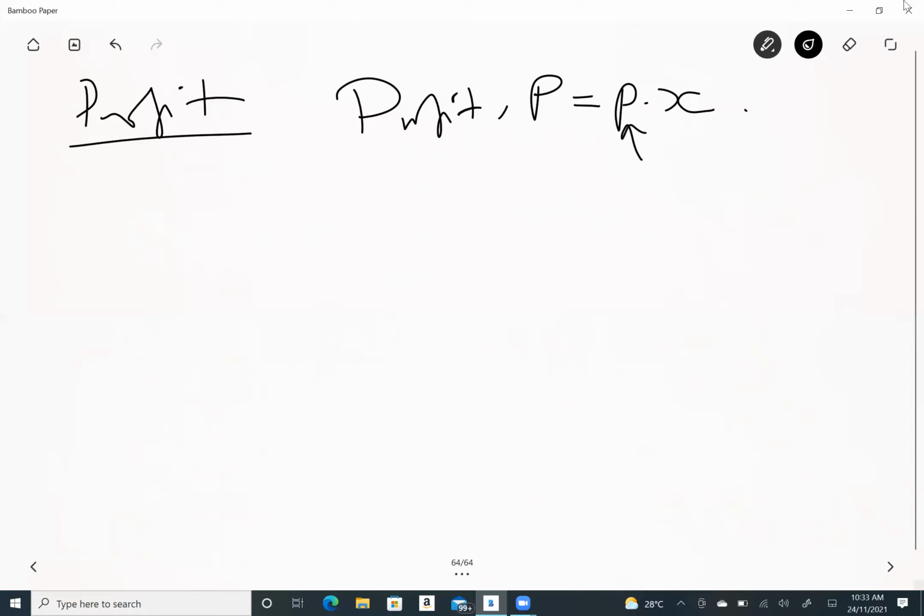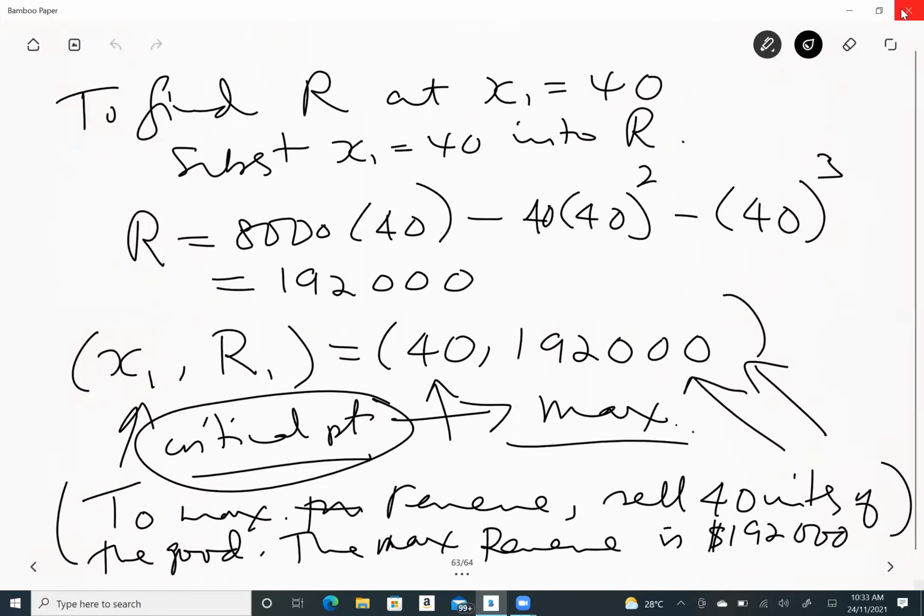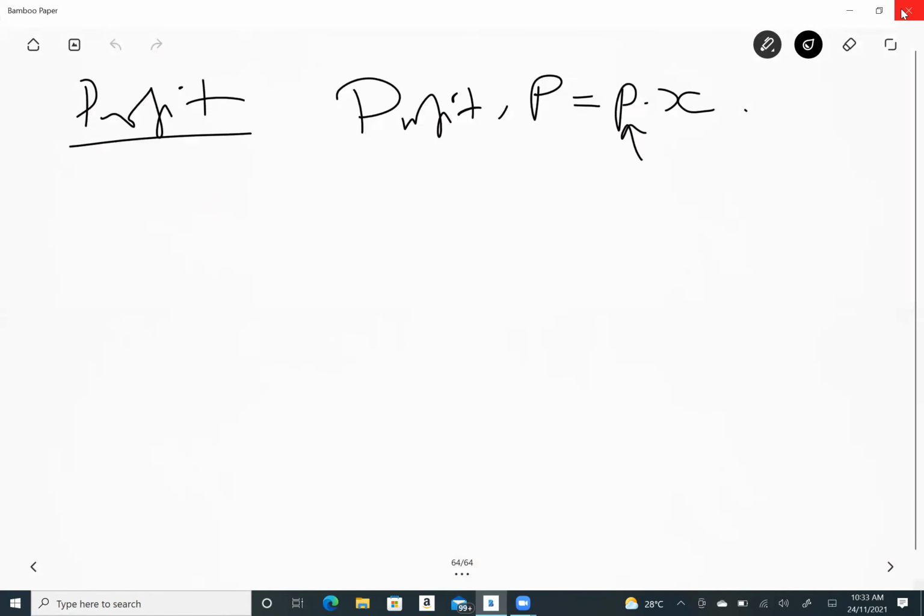Okay, so what is P times X? Profit is not P times X. Profit is revenue minus cost. What is P times X? Revenue, you know. So actually profit is revenue minus cost. Okay, so that's profit.